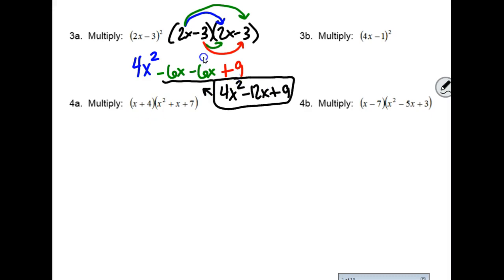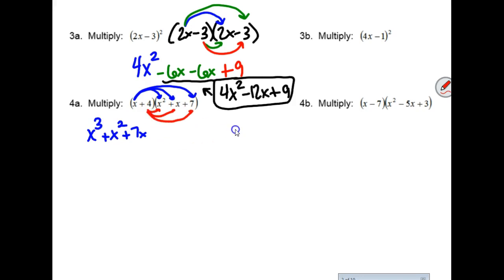All right, so here, this next one. This one takes a little bit of work. We do have to distribute. We just have some larger polynomial here. So the x gets distributed to everybody in the second polynomial. So we have x to the third plus x squared plus 7x. And then we're going to distribute the positive 4 to everybody in that second polynomial.